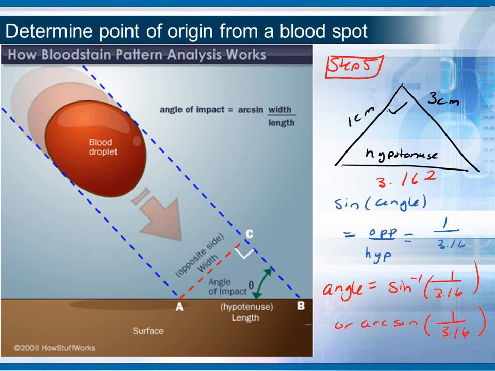How do I get this angle over here? Well, just like when you undo a square root, you square both sides, it's the inverse of the sine. It doesn't mean it's 1 over sine, it's the actual back calculation of the sine.